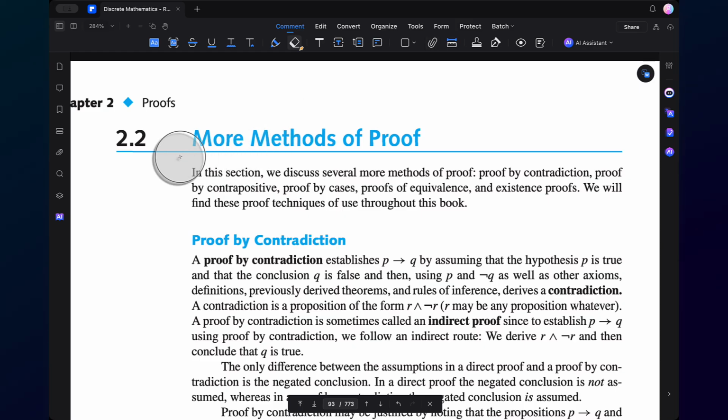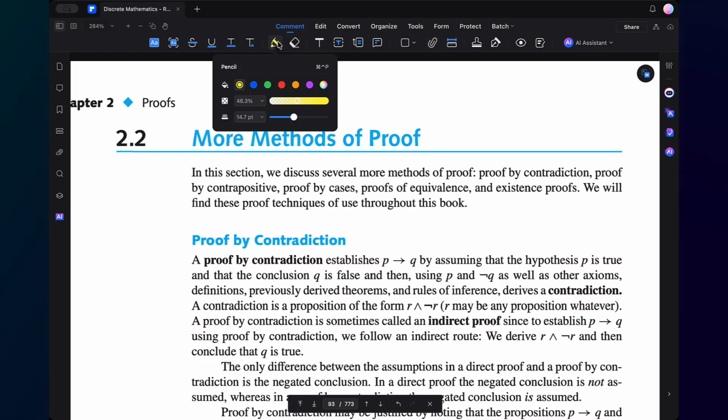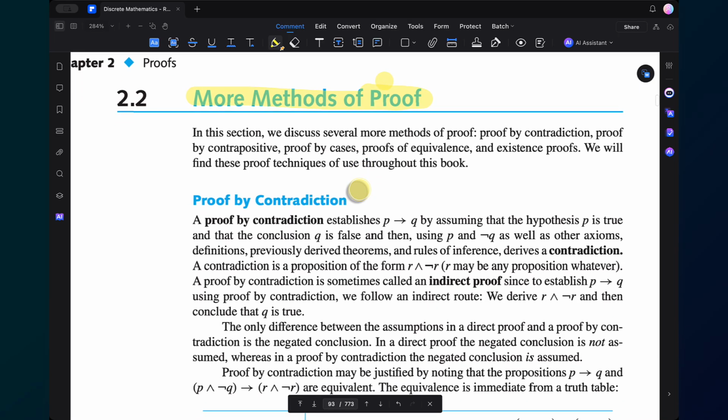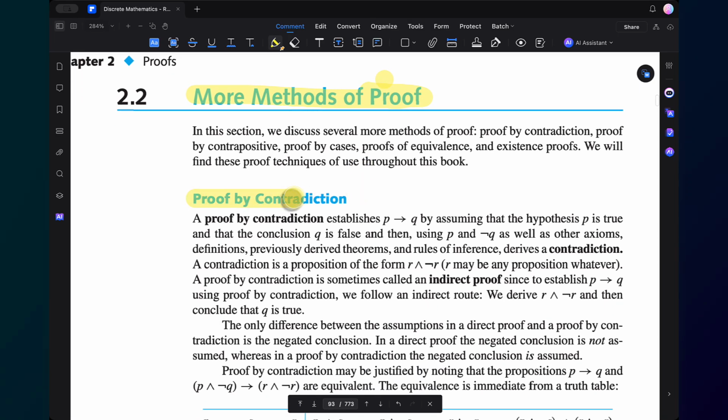Okay, section 2.2. Let's see, what is it called? More proof methods. So there's all different kinds of ways you can prove things, right? The first one we're going to talk about is a proof by contradiction.